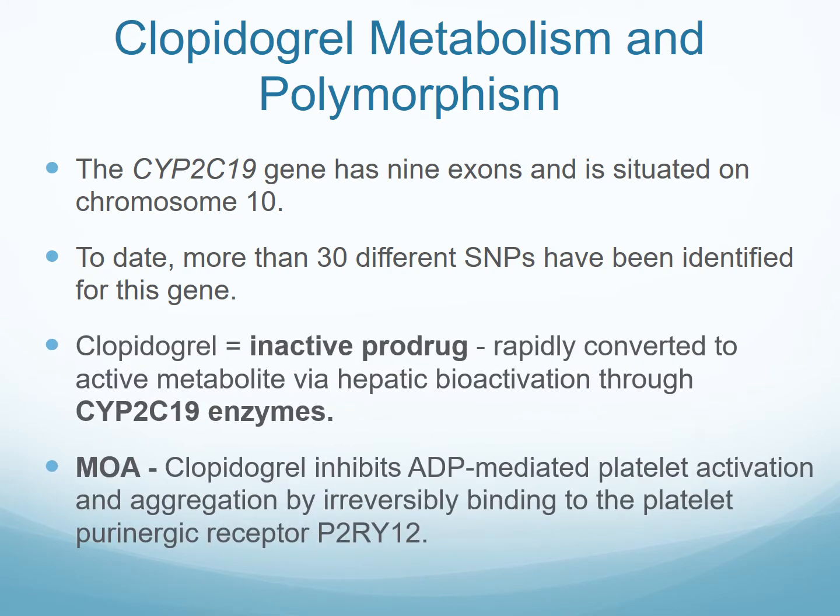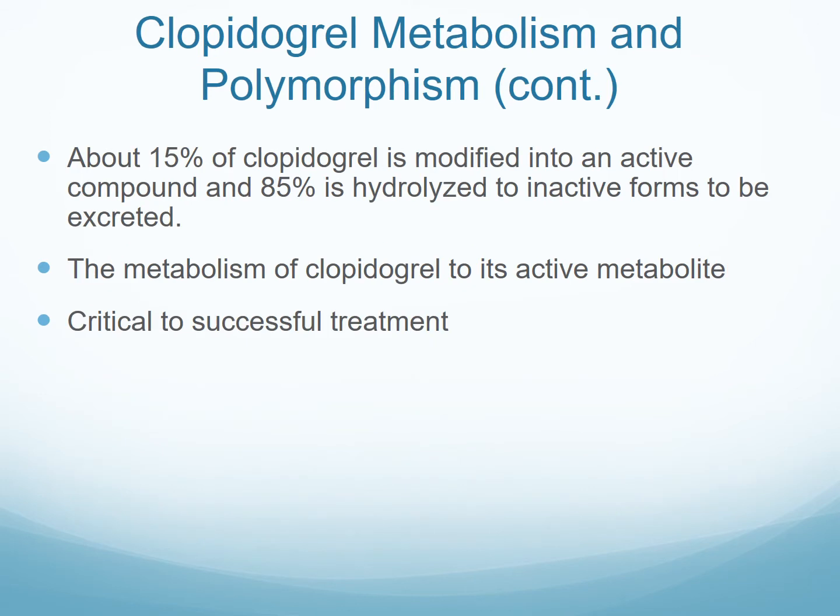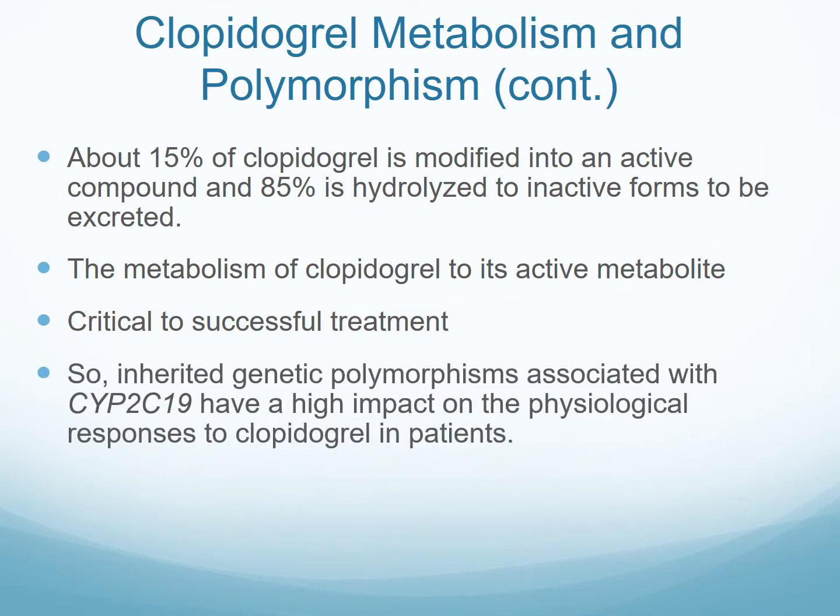Remember, clopidogrel Plavix, we take that for our patient who has a stent, a fresh stent, and we want to inhibit platelet activity congregating around that stent, blocking it off. The MOA, there you have the mechanism of action of clopidogrel. So clopidogrel is a prodrug, it has to get modified to the active form, about 15%, and then 85% is hydrolyzed and excreted. So successful treatment is critical to metabolize this properly.